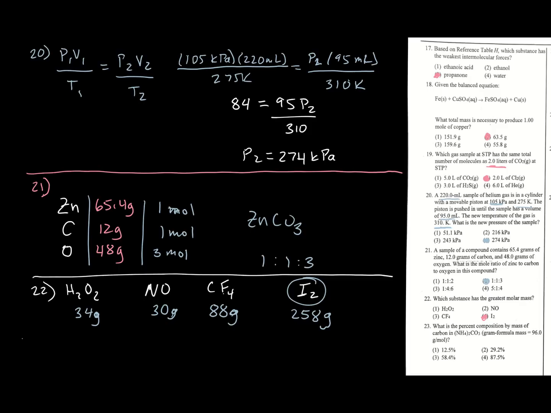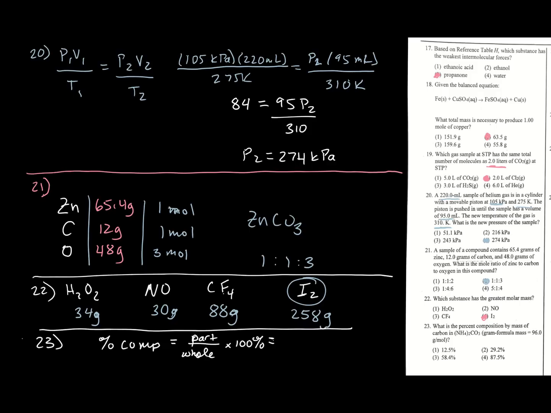Okay, so number 23, what is the percent composition by mass of carbon in that given formula of ammonium carbonate? So they already save you the step of calculating for the gram formula mass of 96 grams per mole. So that's our total. So you're going to use the formula from the reference table. Okay. Percent comp equals part over whole times 100%.